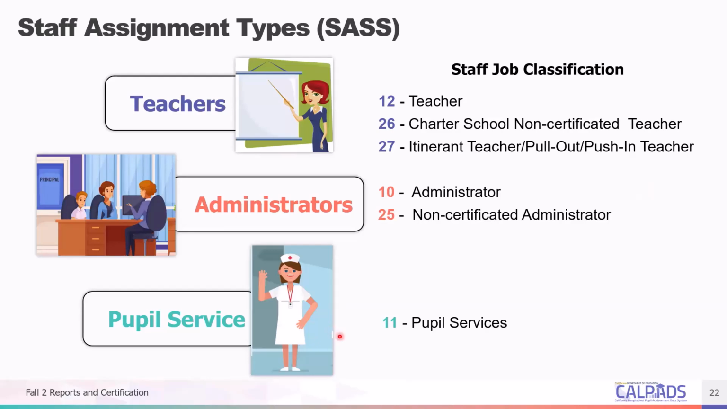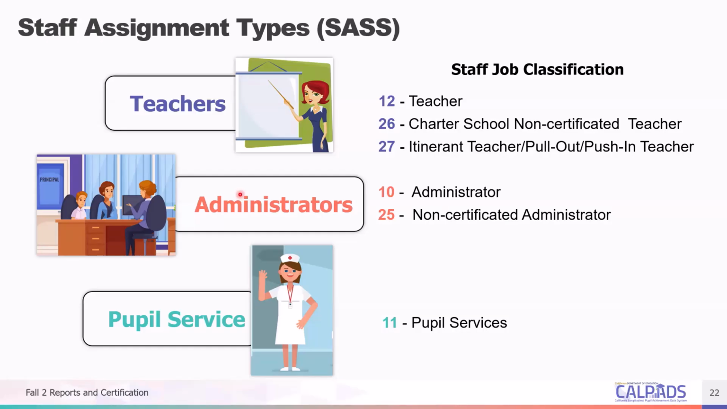All right, the types of staff reported include teachers, admins, and pupil staff. These are basically the main categories. A staff member can be a teacher, admin, or pupil service staff, and this is identified based on the credentials that they were issued by or they applied for with the CTC.